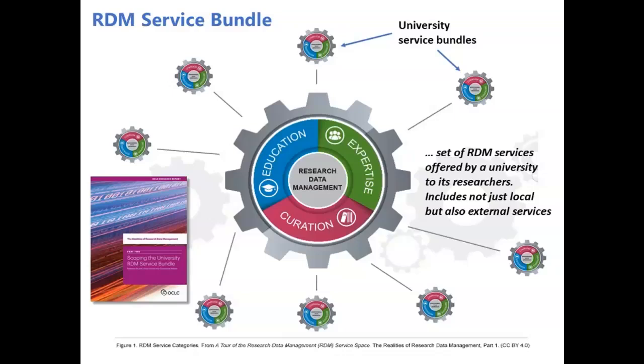And it's important to keep in mind, though, that these individual service bundles are not going to be identical. The specific mix of RDM services is going to vary from university to university, depending on local needs and priorities. And it's also important to note that it's perfectly fine if a university decides not to implement services in one or more of these categories. So, for example, maybe a university could decide it really isn't necessary to deploy curation services for its researchers.